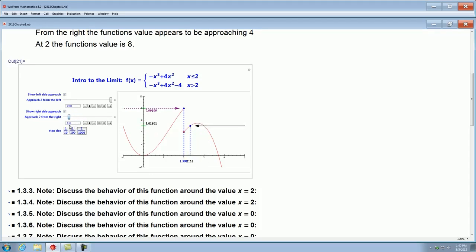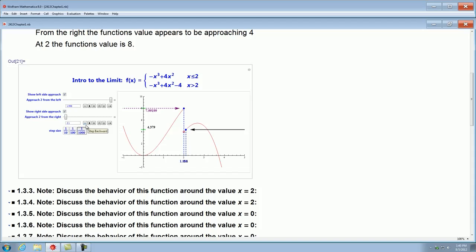Now look what's happening here. From the right side as I approach 2, you can't really see it there real well, but as I'm approaching 2 from the right, my y value is not approaching 8. It's approaching this down here. So let me go a little finer here. So you can see I'm starting to approach 4, it looks like.